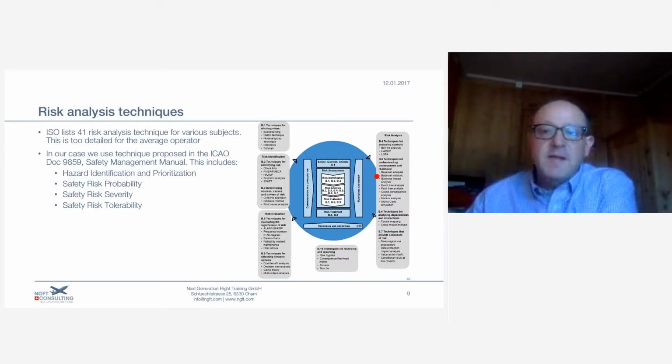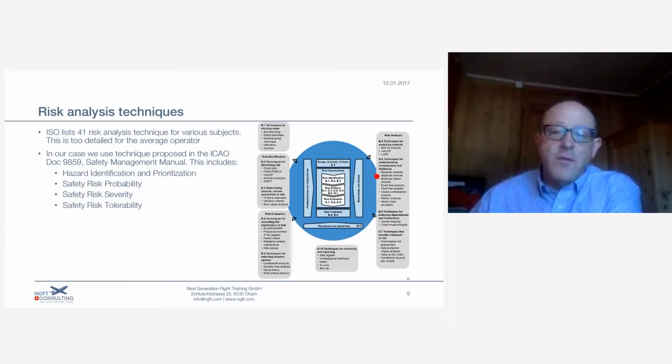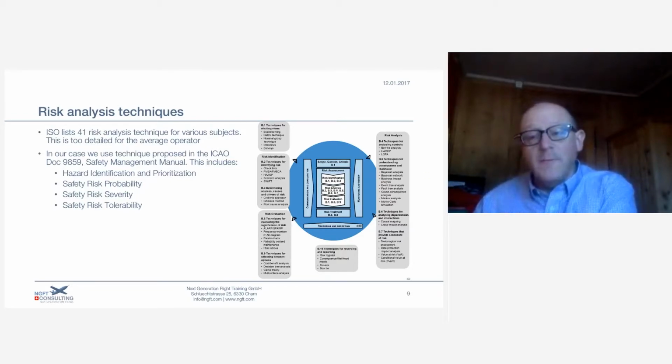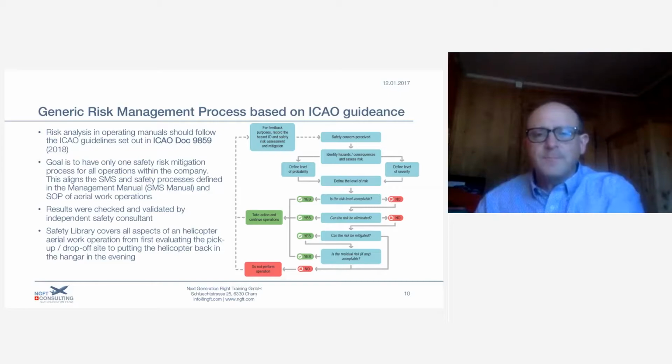It basically divides the whole process into 4 parts. The safety management system has 4 elements. It's hazard identification and prioritization, safety risk probability, severity, and tolerability. That's one part. And then we have the safety policy, communication, and safety assurance. We'll look at those as well.